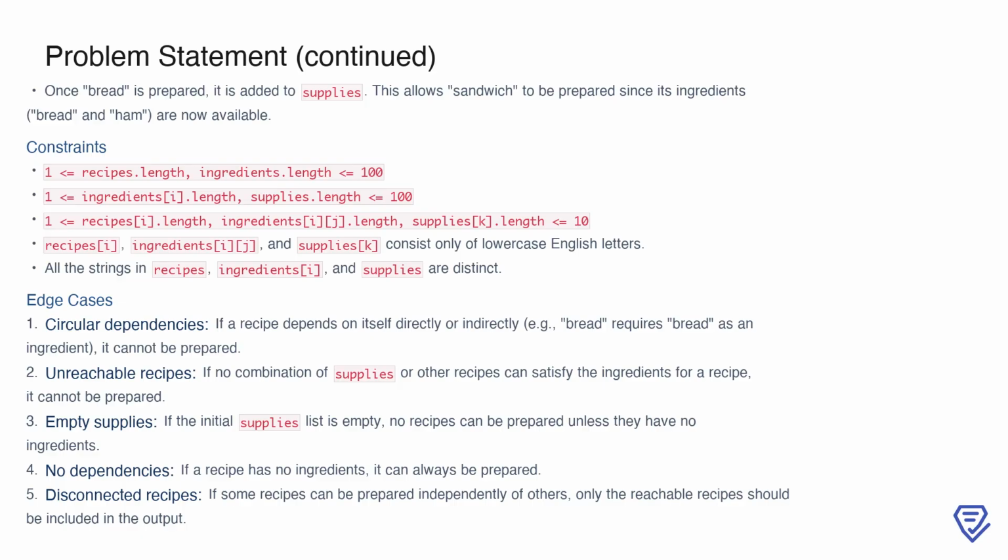However, there are constraints and edge cases to consider. For instance, the number of recipes and ingredients is capped at 100, and the length of each string is limited to 10 characters. Additionally, all strings are distinct and consist only of lowercase English letters. Some important edge cases include handling circular dependencies, where a recipe indirectly depends on itself, or cases where no combination of supplies can fulfill a recipe's ingredient requirements. Recipes with no ingredients can always be prepared, and disconnected recipes should be handled independently. By addressing these constraints and edge cases, you can ensure that your solution works for all possible inputs.